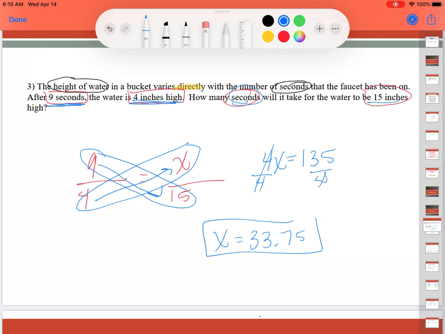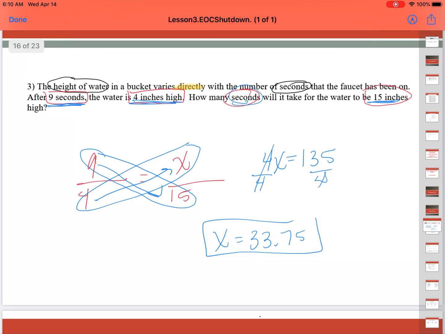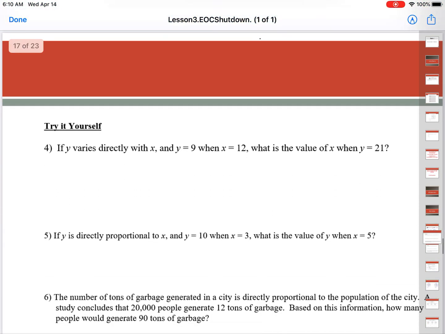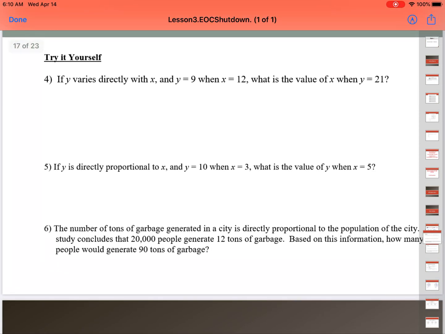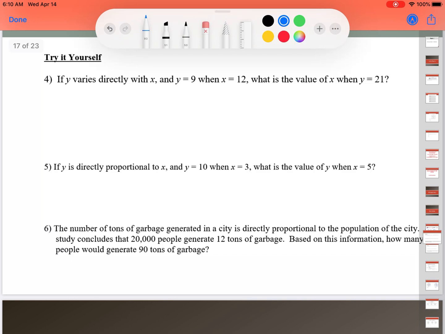How many seconds for 15 inches? Super easy. Okay, so now I want you to try 3 on your own. So for the first one, super easy. Find the y value over its x equals the y value over its x. Same thing here, y over x equals y over x. In this one, you have a y for both. In this one, you have an x for both.